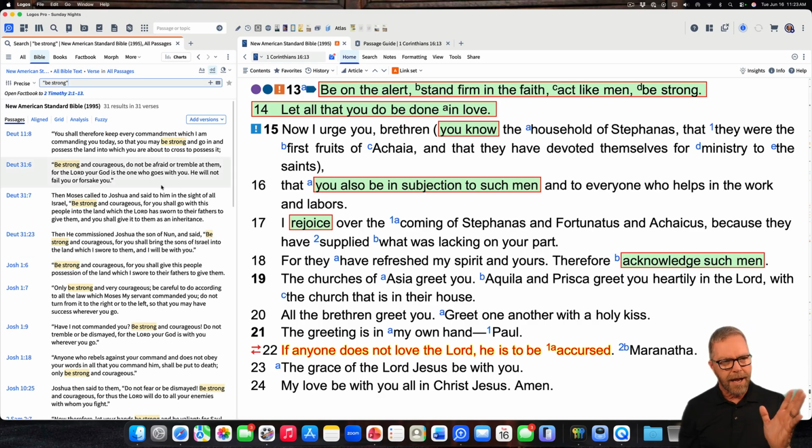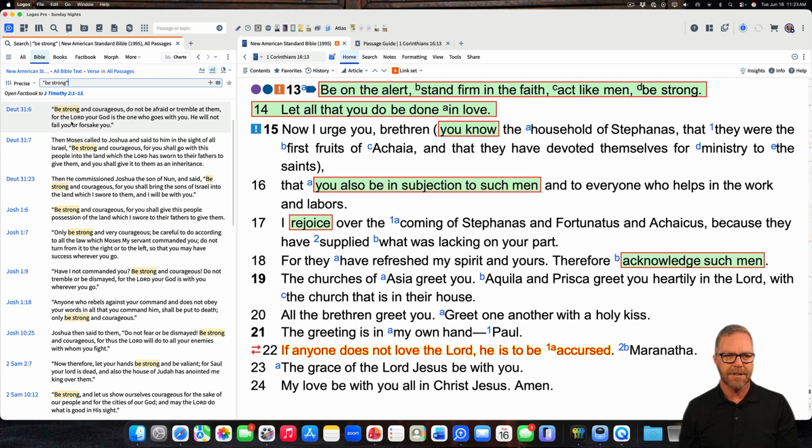Bingo. Look at how many times the phrase "be strong" appears, and notice how it's often coupled with "be strong and courageous." Be strong and courageous. Be strong and very courageous. Notice how it's often coupled.